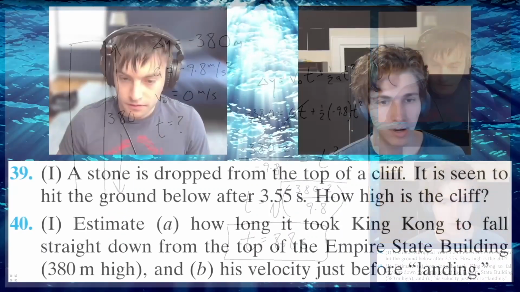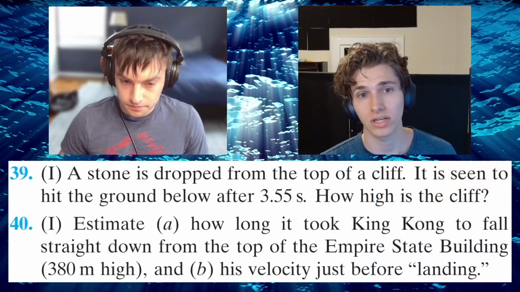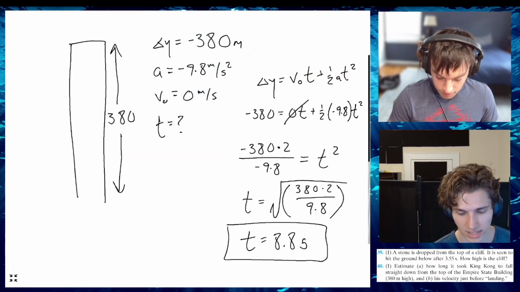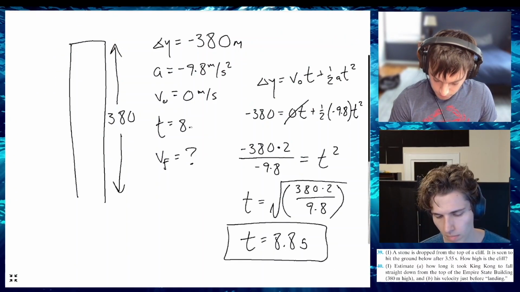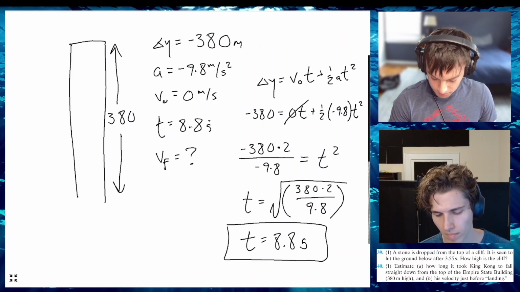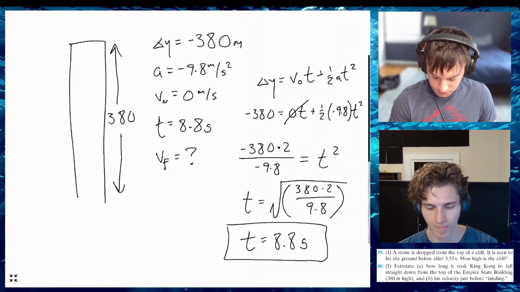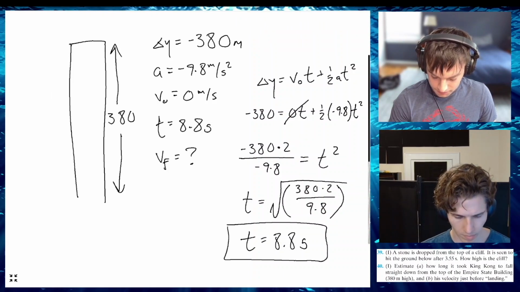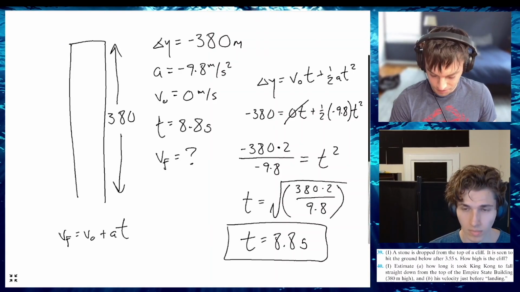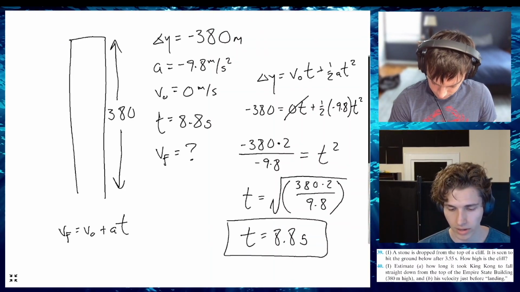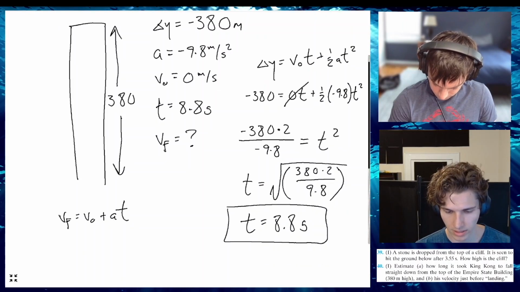Now the second part is asking for the velocity just before landing. So we have a second unknown, v final, but now we know our time. What I think we can do here is use v final equals v initial plus acceleration times time now that we've solved for the missing time variable. I agree. Let's go ahead and use this to solve.